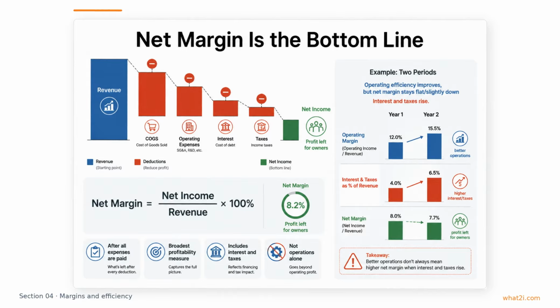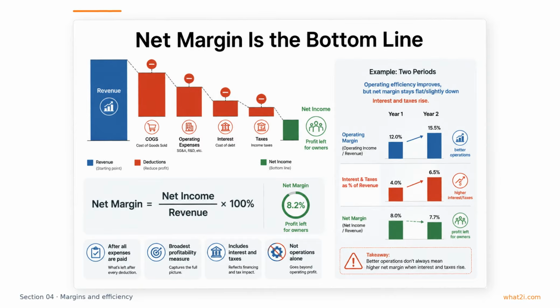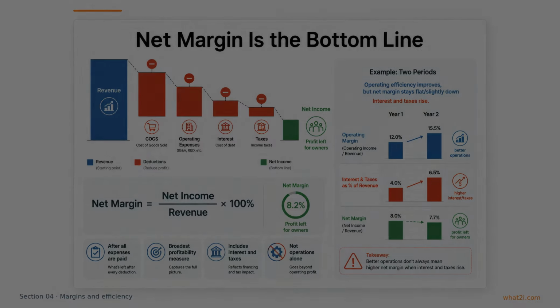For that reason, net margin shows the amount ultimately available to owners, but it does not isolate operating performance by itself. A firm can improve its operating efficiency and still see net margin held back by higher interest expense or a heavier tax burden. So net margin matters a lot, but it should be read alongside gross and operating margins.